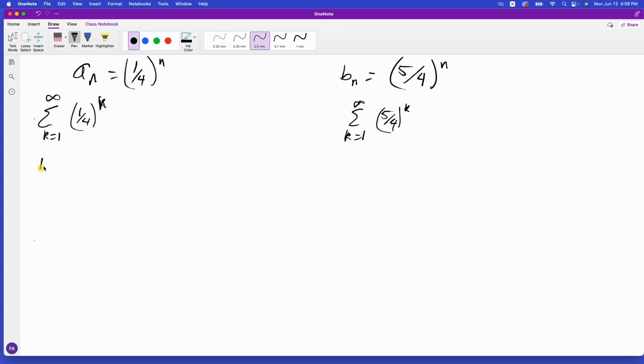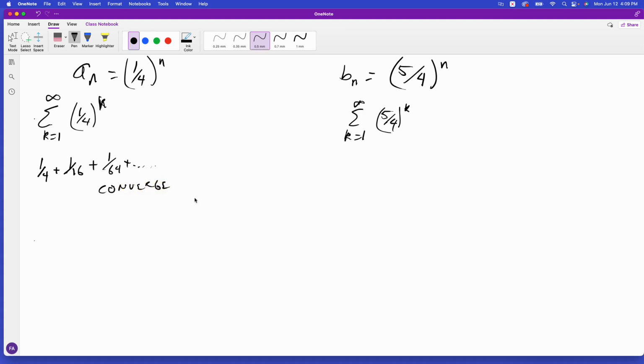What that means is I'm doing 1/4 to the first power, which is 1/4, plus 1/4 to the second power, which is 1/16, plus 1/4 to the third power, which is 1/64. And you just keep going on and on. Now, we can actually do these partial sums and find those partial sums get really small, or they approach a particular value very quickly. And that's the idea behind this series converging.